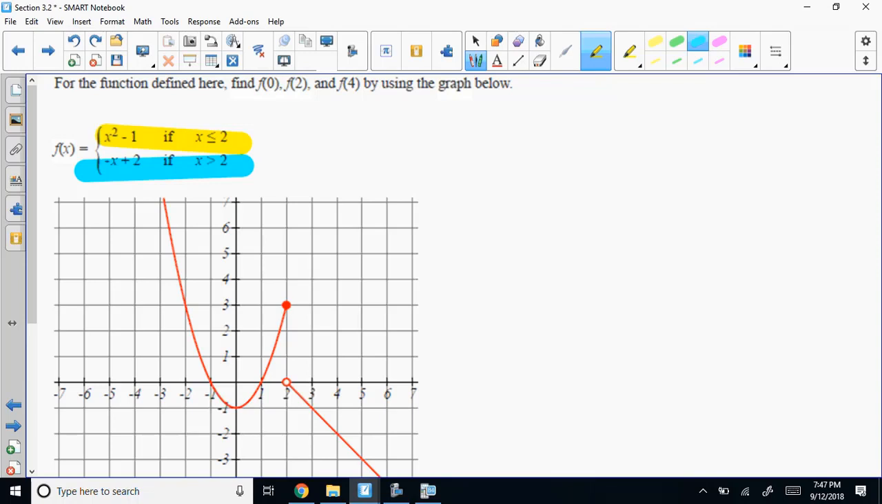All right. So for the function defined here, find f of 0, f of 2, and f of 4. Well, first off, what you have to make sure you understand is what equation do 0, 2, and 4 fall into, right? Where in the domain do they belong? Well, where does 0 belong? In the yellow or the blue? Which one?